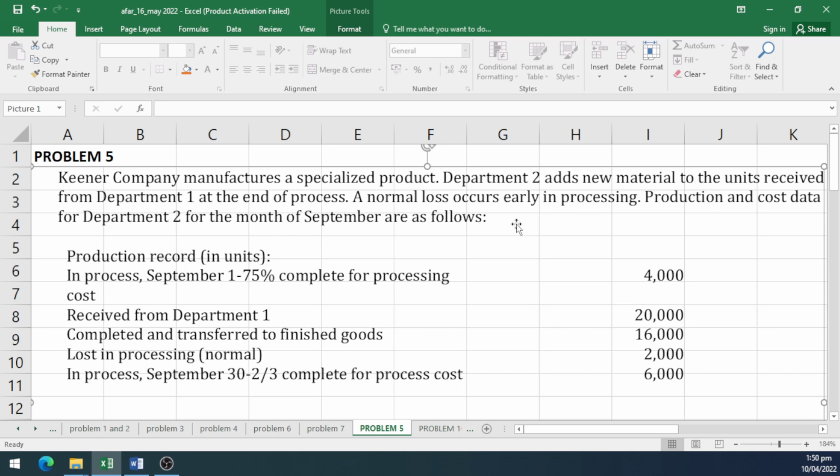Normal loss occurs early in processing. So this is a normal loss and this is a continuous loss. Makikita nyo, pag sinabi ng problem during the process, early in processing, etc., at walang sinabi kung anong specific inspection point, continuous loss yun, ladies and gentlemen, hindi yun discrete loss.